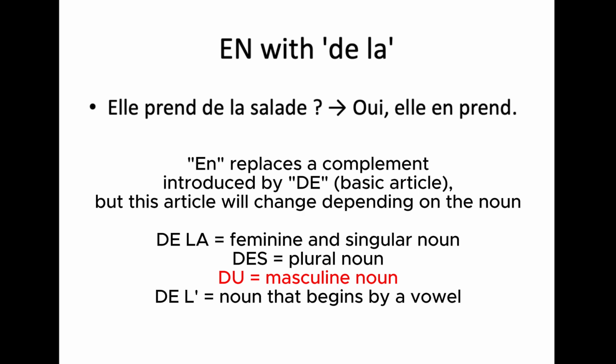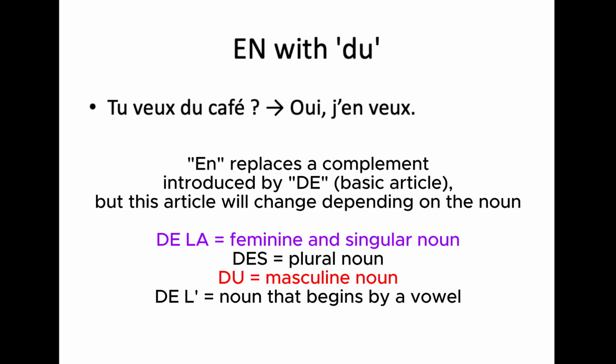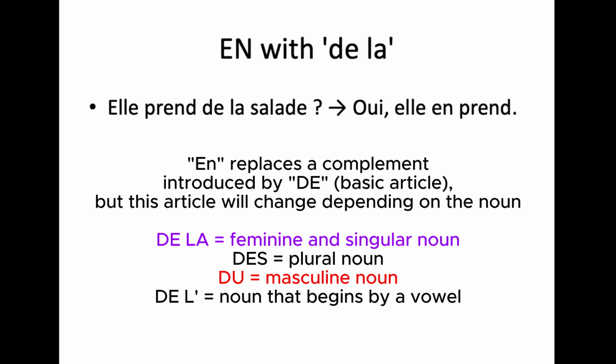So in this case, you have salad. Salad is a feminine and singular noun. So in this case, we have to put the article de la before. It's the same thing as coffee, café, but there it's not a masculine noun, it's a feminine noun. So we have to say, elle prend de la salade? Oui, elle en prend. And same thing, de la salade is the complement. She takes what? She takes de la salade. Elle prend de la salade.